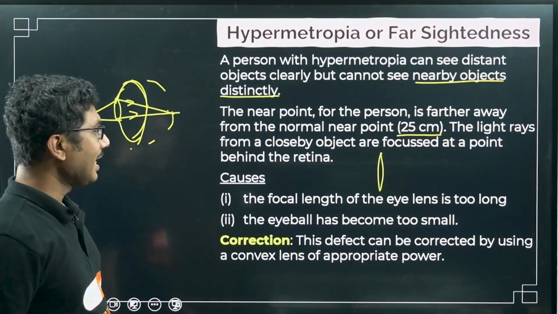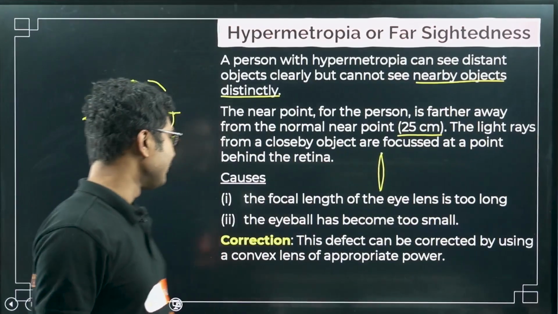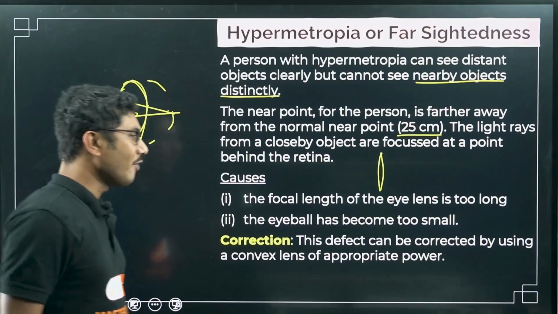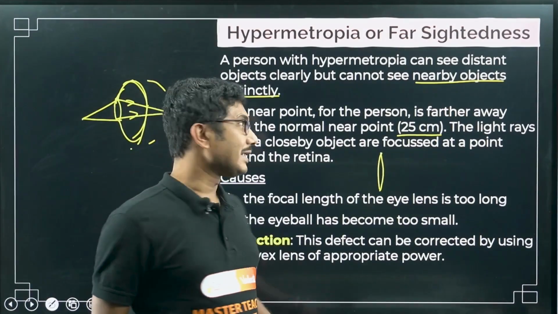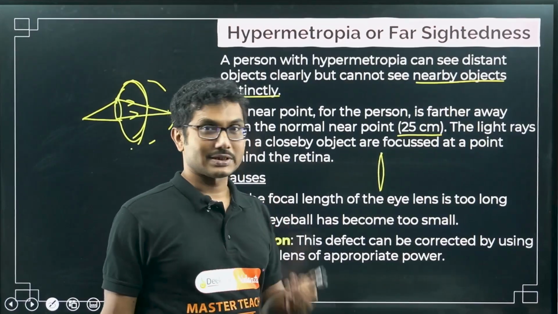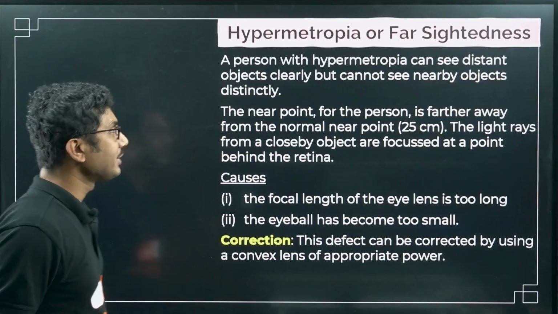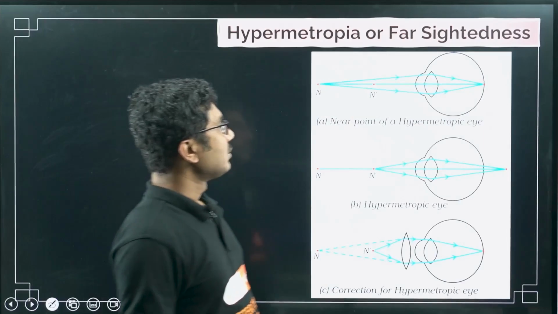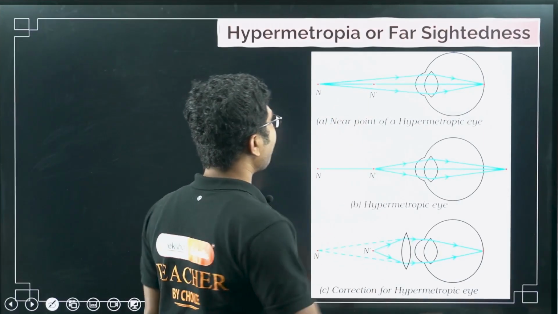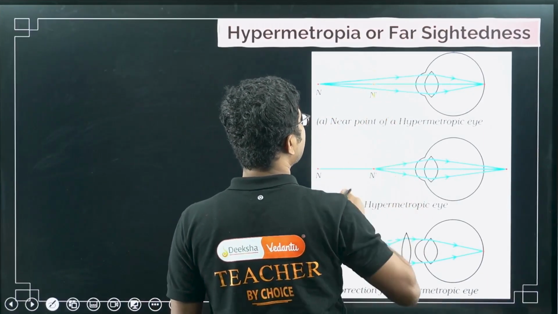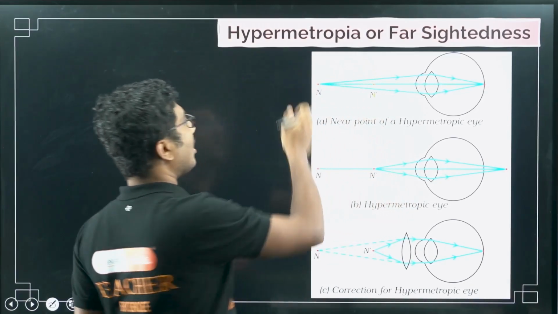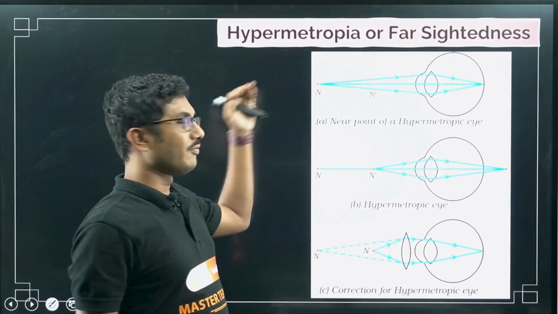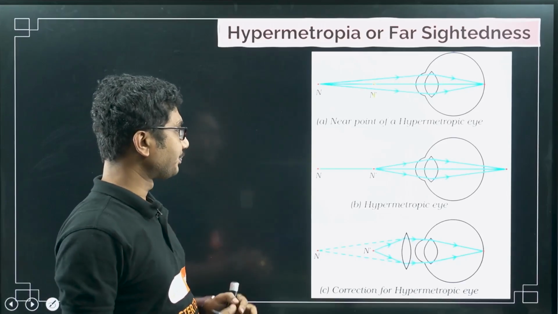Now correction: this defect can be corrected by using a convex lens of appropriate power. So in case of myopia, concave lens; in case of hypermetropia, it is convex lens. Both lenses are opposite. Now let's look into the diagram. So this is the diagram. Normal person can see up to this distance, but somehow this person cannot see the closer objects. They can see objects which are from a further point, from N.